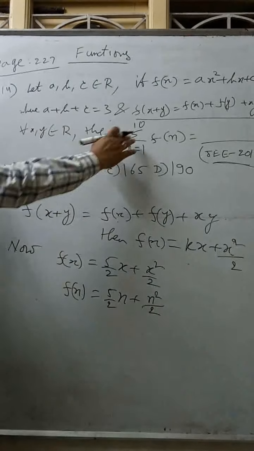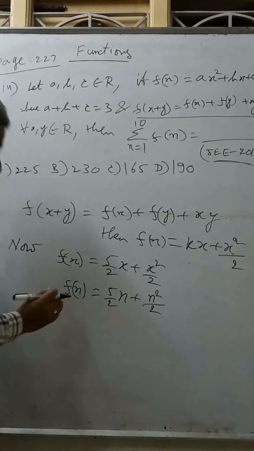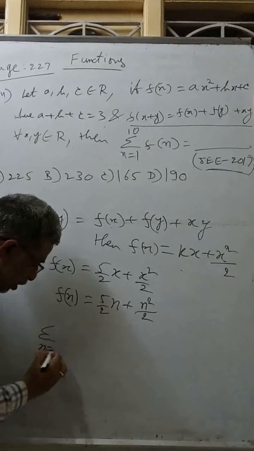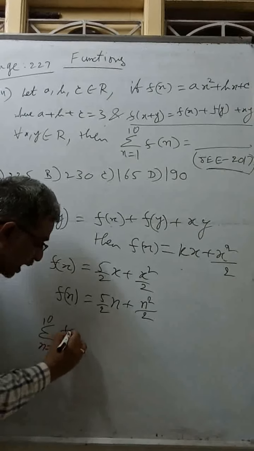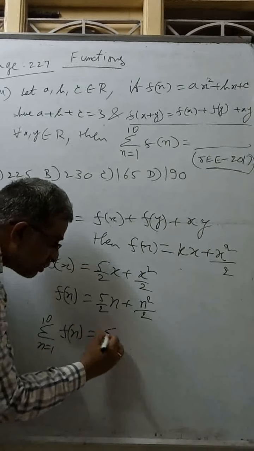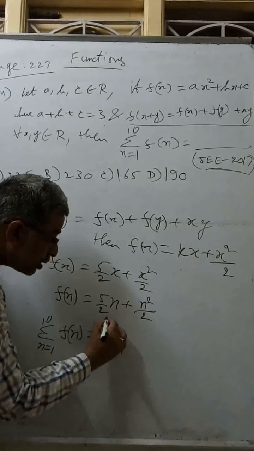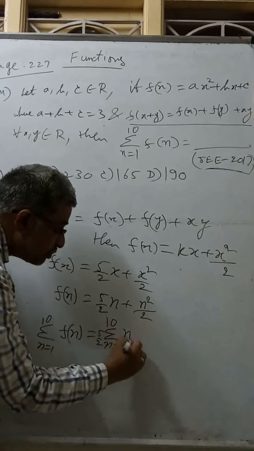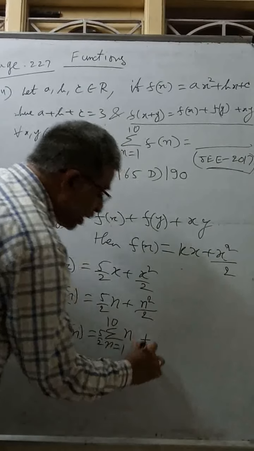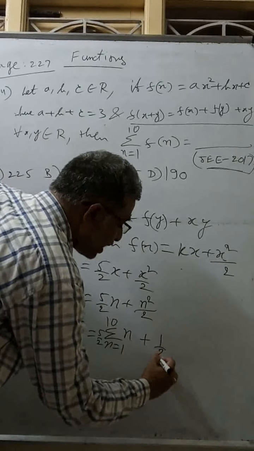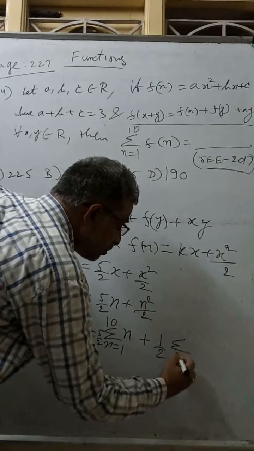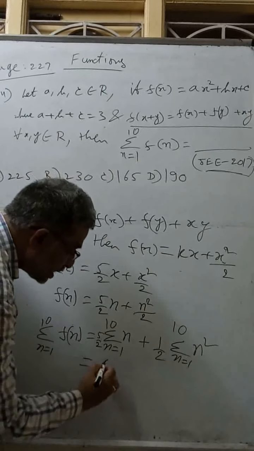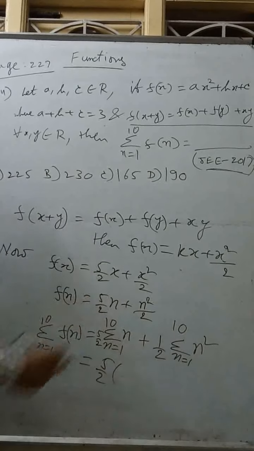Now it is asking for the sigma of this, sigma n equal to 1 to 10 of f of n. That is nothing but sigma n equal to 1 to 10 of 5 by 2 n. If I write 5 by 2 outside, sigma n is simply the sum of n natural numbers. Similarly, if I write 1 by 2 outside, sigma n equal to 1 to 10 of n square. So this is nothing but 5 by 2 into the sum of n natural numbers.